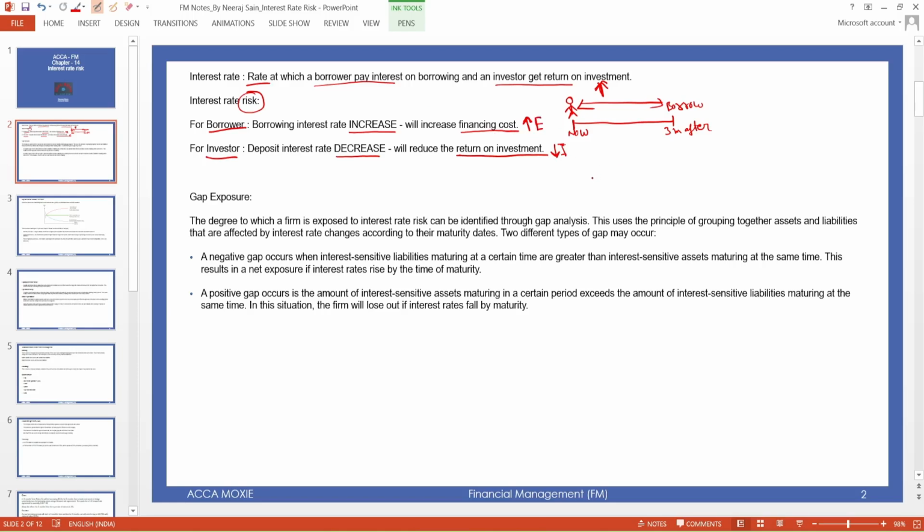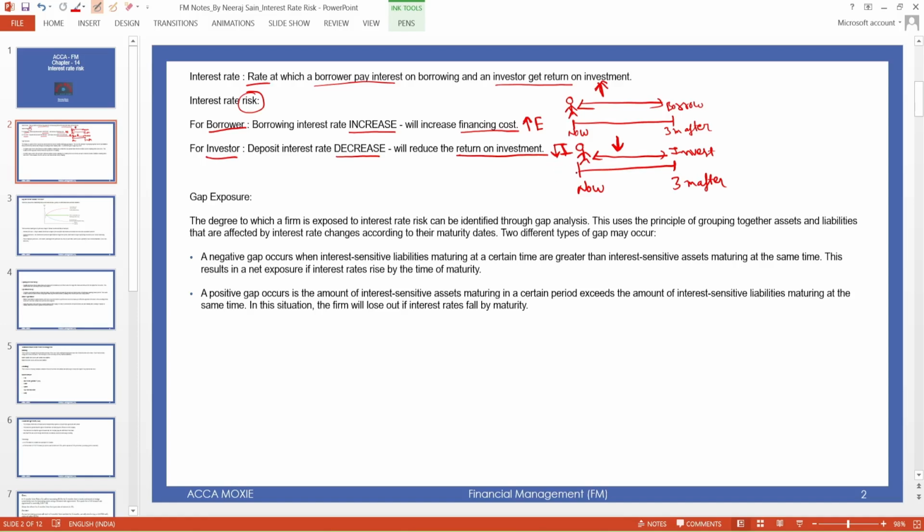Next is the investor. If you are the investor, you want to invest after 3 months. You are here right now and you are worried: what if the interest rate decreases on the deposit? My income will reduce. But I have fixed commitments. I have to pay my electricity bill, my water bill, my rent expense.